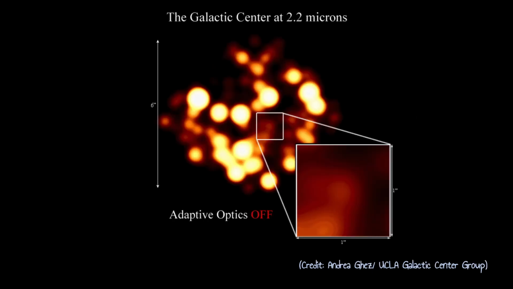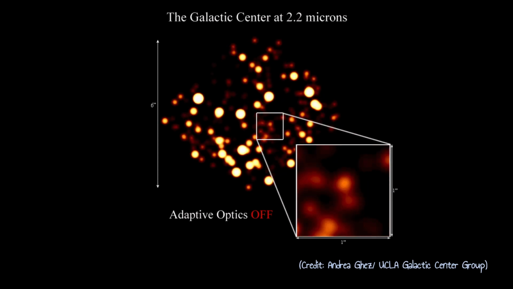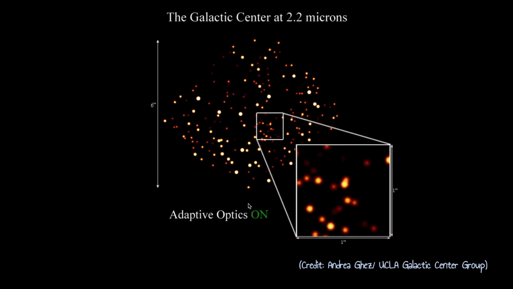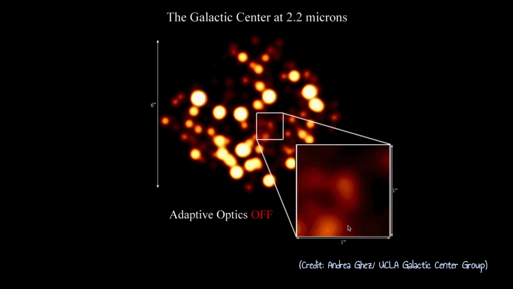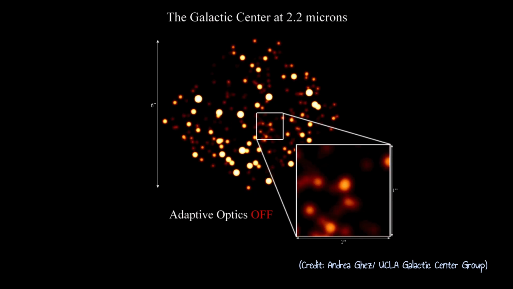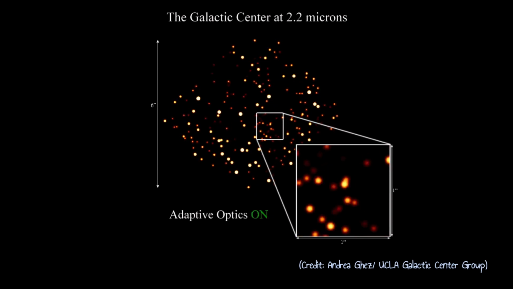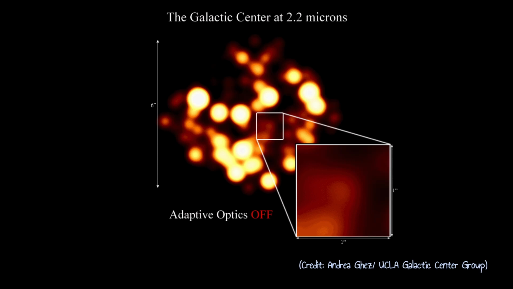This is a classic animation to demonstrate how useful AO is. Turning on AO, we can actually see the individual stars around the galactic center. This is especially important as the presence of a supermassive black hole at the center of the Milky Way was determined through years of observing and charting the orbits of nearby stars.